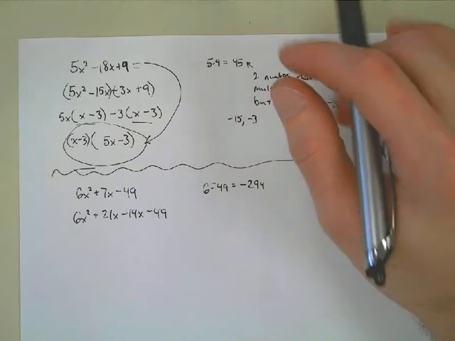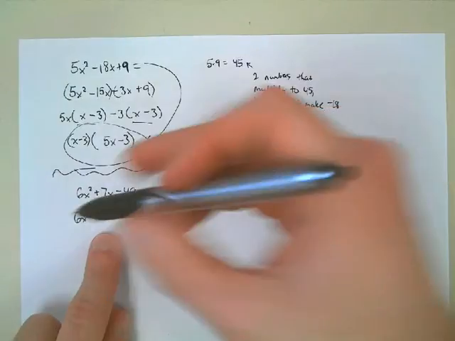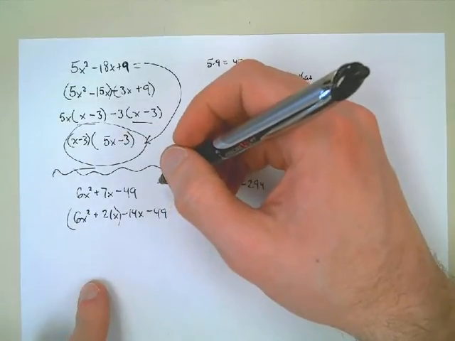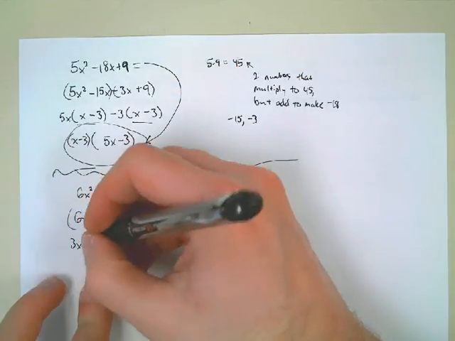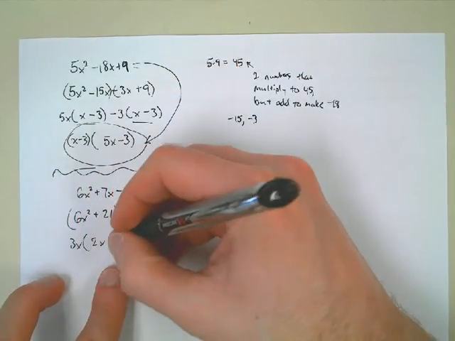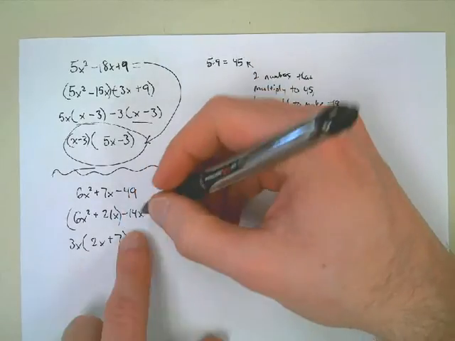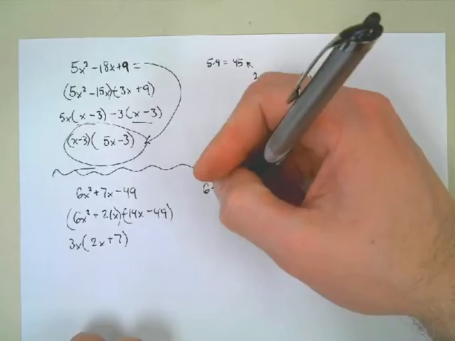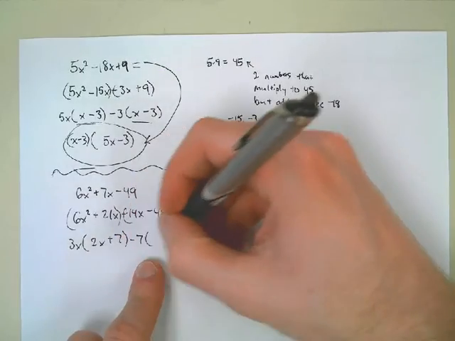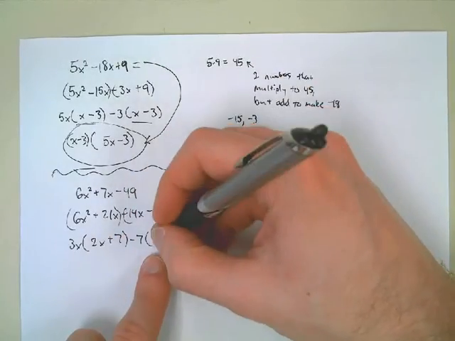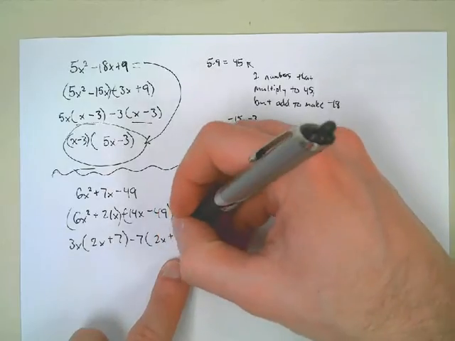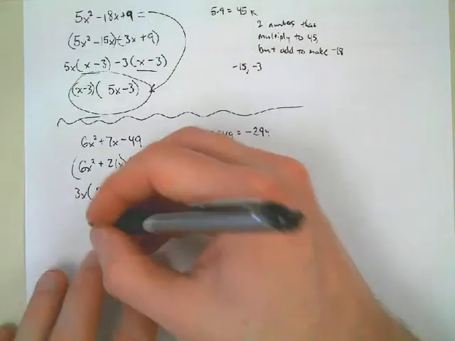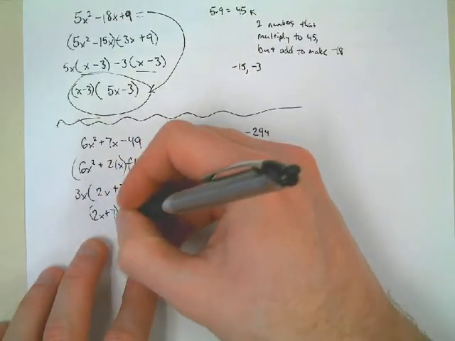6x squared and 21x, if I kind of group those together, what is a common factor between those two things? Yeah, 3x. And we're left with 2x plus 7. And then from these two terms, what can I factor out? A negative 7. Yep, very good. And we do want it to be a negative 7, so that way we end up with a positive 2x and a positive 7. And there it is. Same two terms there, 2x plus 7. Factor it out. 3x minus 7. Voila.